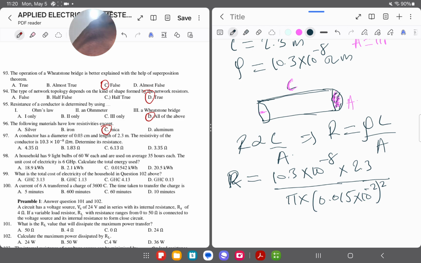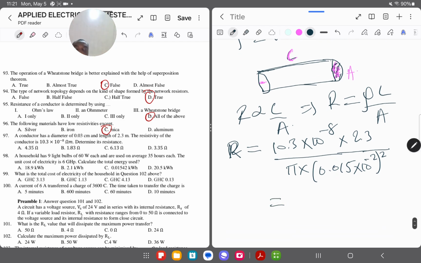So we have this again divided by 0.015 times 10 to the power minus 2. Let's see. So you get 3 point, so yeah, you get this answer. The resistance becomes 3.35, we can add 1 ohms. So the answer here is going to be D.